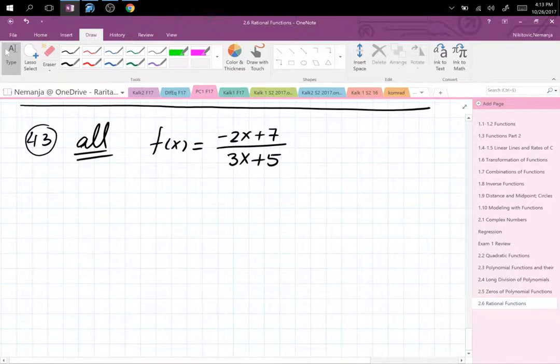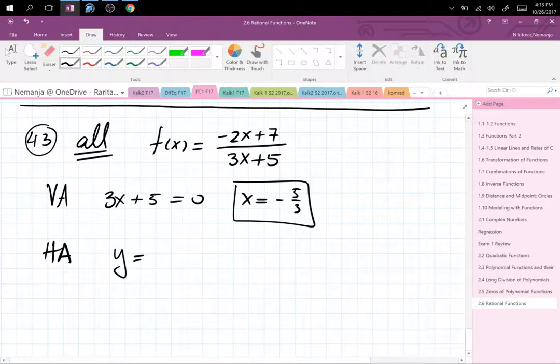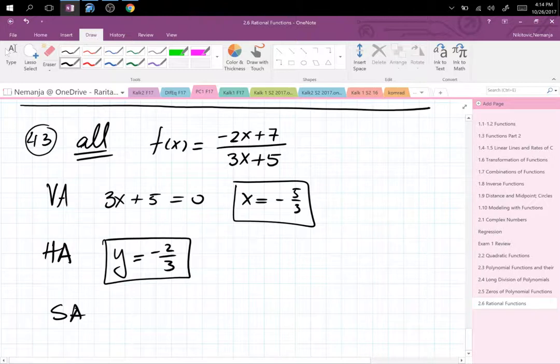All right. So what is the vertical asymptote? Negative 5/3. Good. Any horizontal asymptotes? Negative 2/3. Good. Degrees are the same, so negative 2/3. You just look at it. How about slant asymptote? Good.